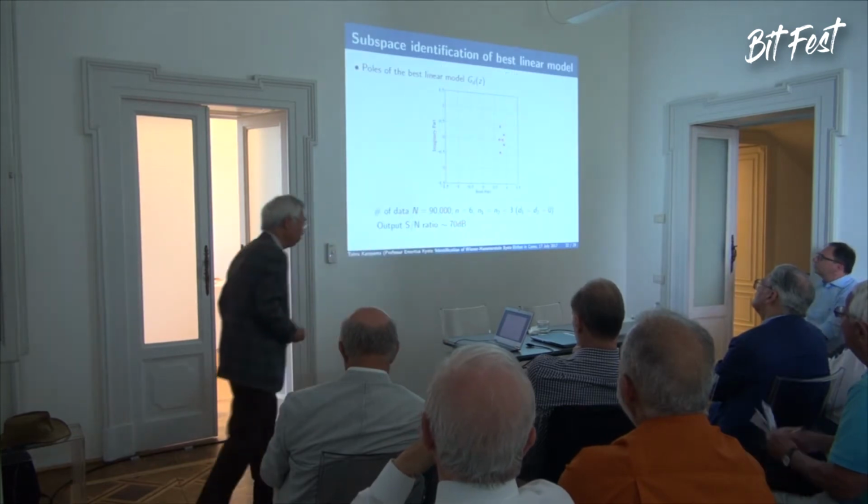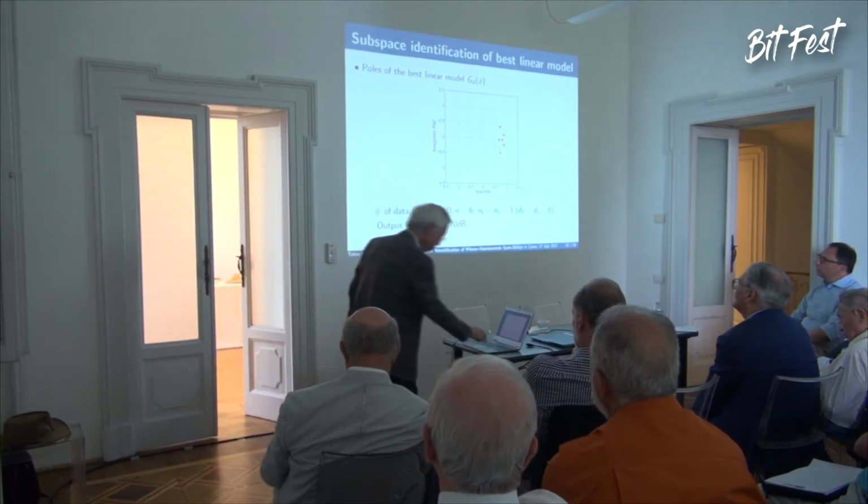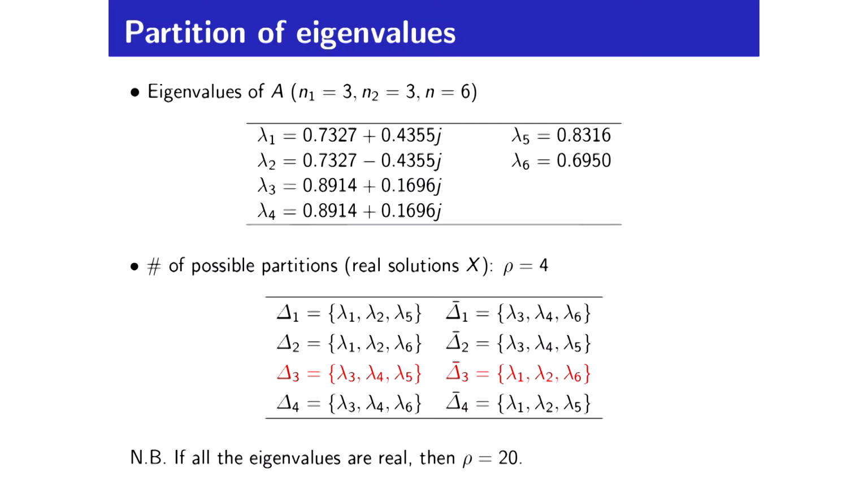And this is the result of the identification of the base linear model. This is a pole. The number of data is 90,000, N is 6, and the SN ratio of the output is 70 dB. So I guess the data is really noise-free, so I think this is a very good result. Now, computing eigenvalues and counting the possible partitions. And just note, if the eigenvalues are all real, then we have 20 cases.